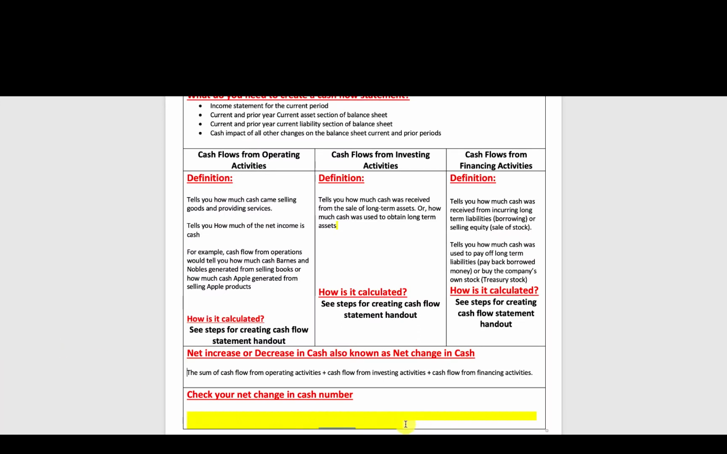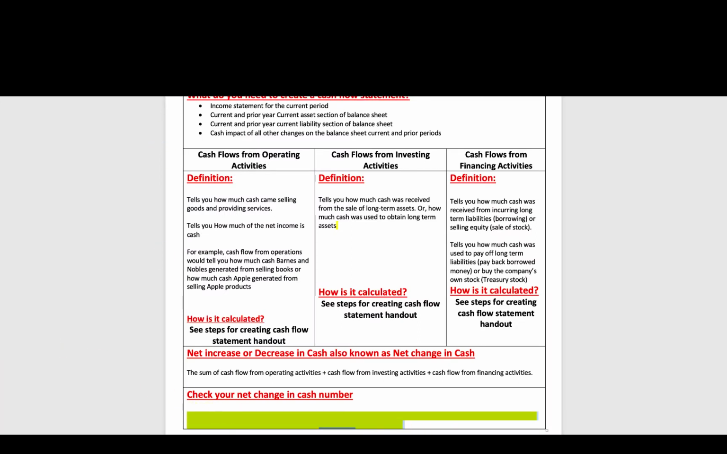Well, what does that net change in cash mean? If you look at the bottom of the cash flow statement, there are two things: the beginning cash balance and the ending cash balance. This tells us here's what our cash was at the beginning, and here's what our cash was at the end. If you take the difference between those two, it will equal the net increase or decrease in cash, or the net change in cash.